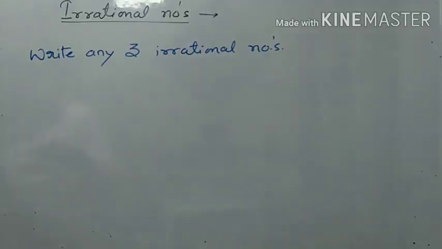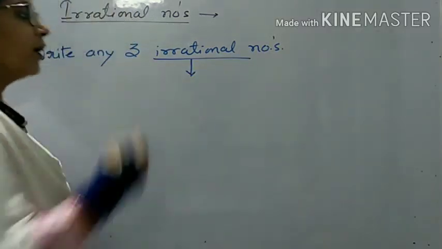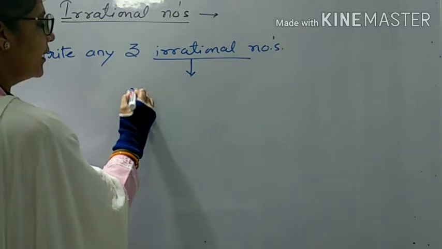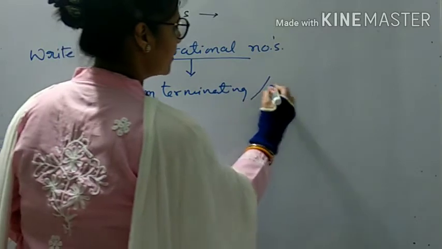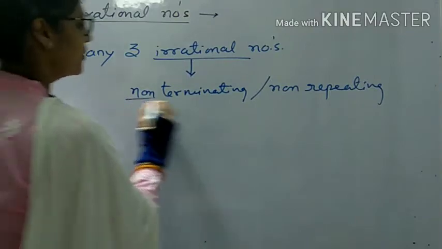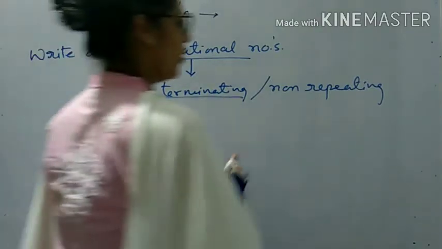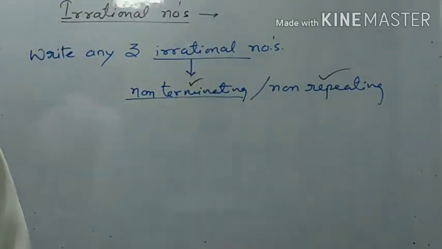Now we will learn how to insert any two numbers between two given numbers, or how to write any irrational number. Now our question is to write any three irrational numbers. So what do you mean by an irrational number? An irrational number is a number whose decimal representation is non-terminating and non-repeating. Non-terminating means first we have to take a decimal number.